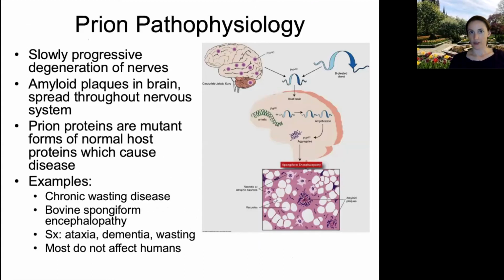So let's go over the pathophysiology of a prion. It's a slowly progressive degeneration of the nerves. We get amyloid plaques that deposit in the brain and spread throughout the nervous system. Prion proteins are mutant forms of normal host proteins which cause this disease. Some examples include chronic wasting disease and bovine spongiform encephalopathy, and symptoms include ataxia, so difficulty or abnormal movement, dementia, and wasting. Most prions do not affect humans.